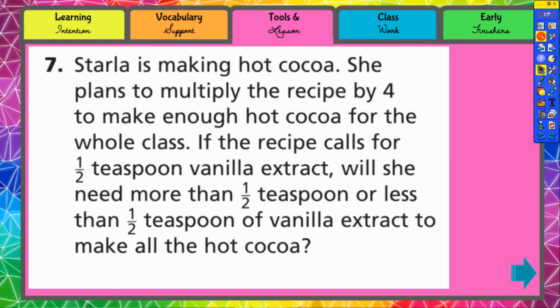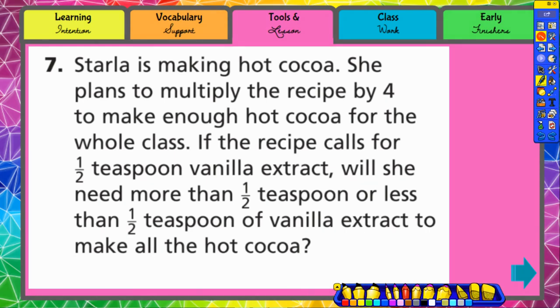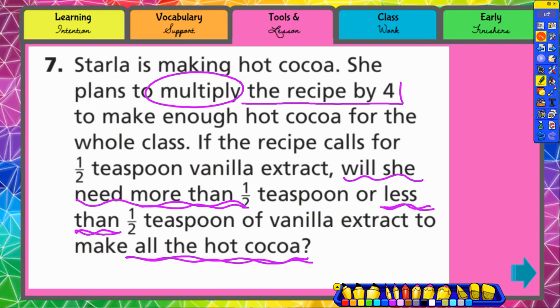All right, so I'm hoping that you obviously underlined what we're trying to solve. We need to know, will she need more than 1/2 teaspoon or less than 1/2 teaspoon to make all the hot cocoa? How much hot cocoa is she making? Well, I see up here that she's multiplying the recipe by 4. She's making 4 times the amount, and that if the original recipe calls for 1/2 teaspoon, she needs to make 4 times the original amount.